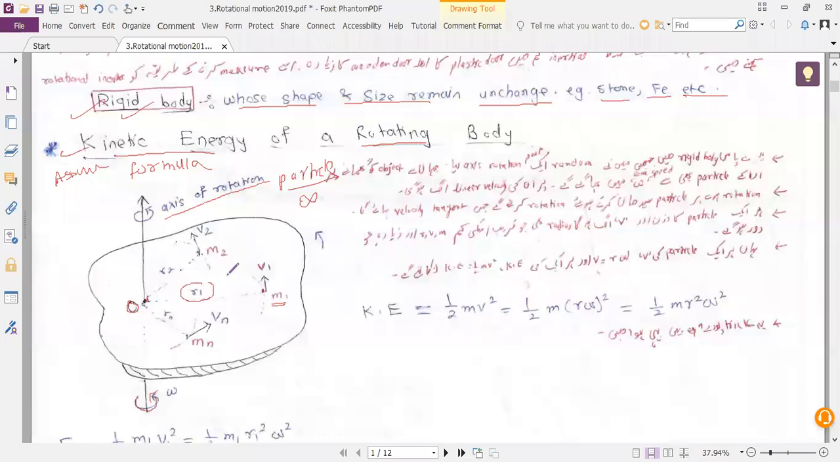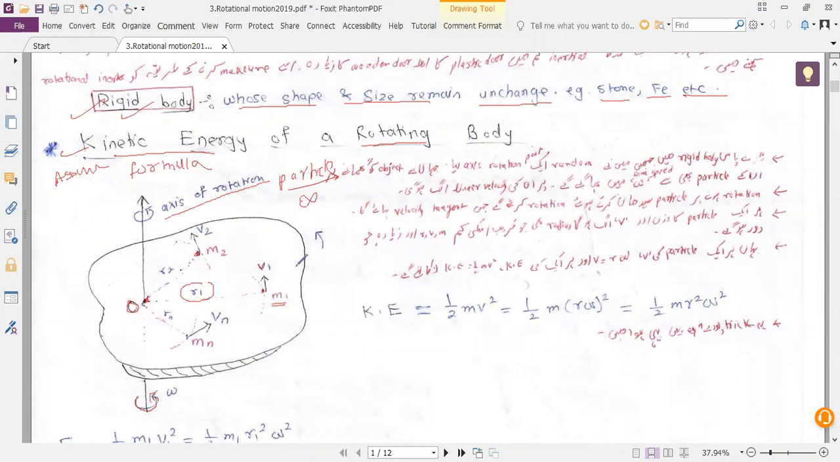Now can you hear students? Voice is coming. Hello. Yes, sir. Having any problem here? I hope you understand whole part. Now similarly, we are taking another particle, their mass is m2, their initial velocity is v2, and their distance is r2.